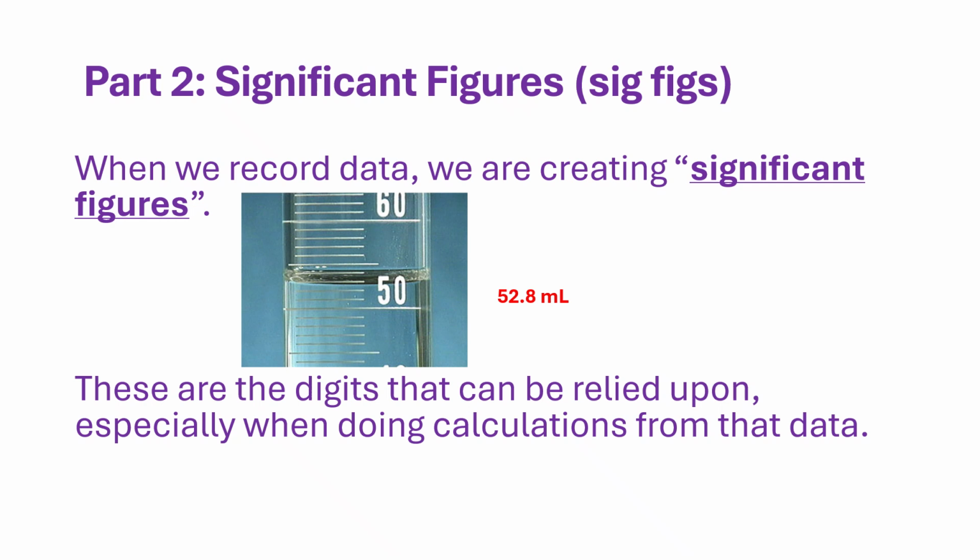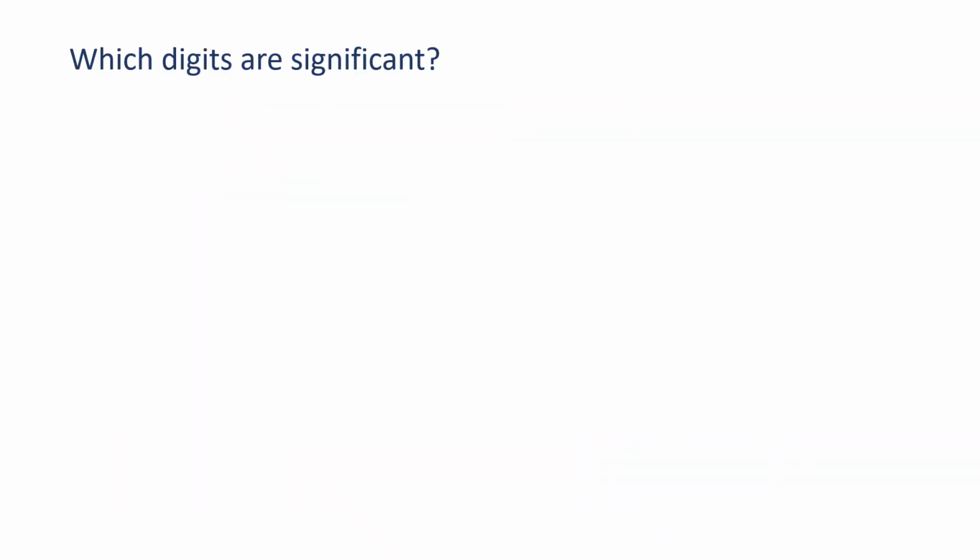We'll talk about how to determine that in just a second. These are the digits that can be relied upon, especially when we're doing calculations from that data. So if it was important to me that I knew the exact volume of this liquid to the nearest tenth of a milliliter, I could look at this number and know that it was in fact reliable to that decimal place. So what digits are significant? What makes a sig fig?